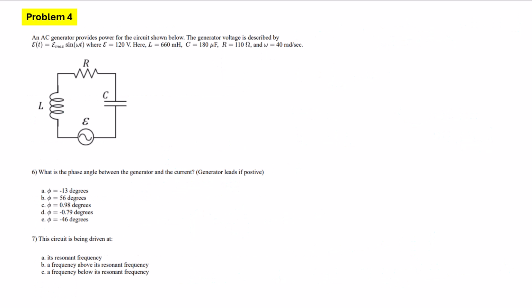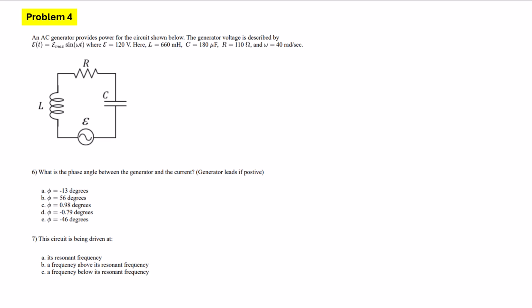Here's problem 4. An AC generator provides power for the circuit shown below. The generator voltage is described by this function, where the maximum voltage is 120. The inductor is 660 millihenry, the capacitor is 180 microfarad, and the resistor is 110. Our angular frequency is 40 radians per second. What is the phase angle between the generator and the current?